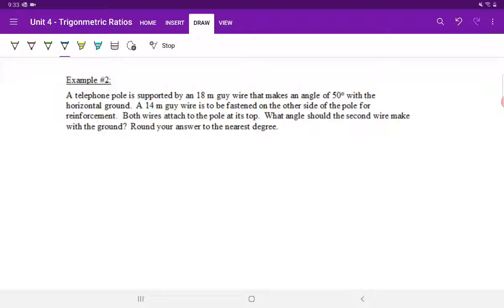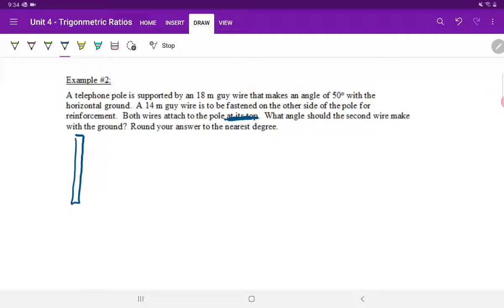A telephone pole is supported by an 18-meter guy wire that makes an angle of 50 degrees with the horizontal ground. So we've got a telephone pole, supported by an 18-meter guy wire that makes an angle of 50 degrees with the horizontal. A 14-meter guy wire is to be fastened on the other side of the pole for reinforcement. Both wires attach to the pole at its top, okay?